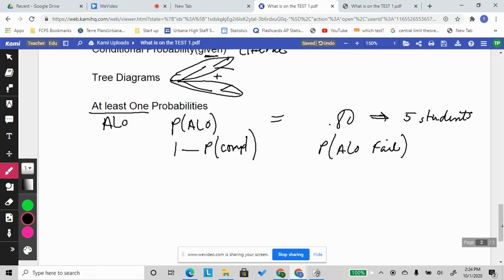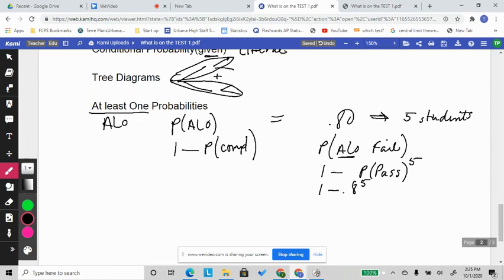Okay, so at least one fails. As soon as I see that ALO, I do 1 minus the opposite of what's in here. The opposite of what's in here is pass. And then I'm going to do it to the 5th power because I'm assuming they're all independent. So I'm going to do 1 minus 0.8 because that's the probability of passing to the 5th power. And that's all that's on the test.